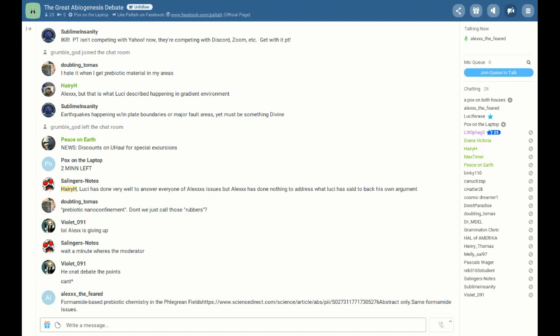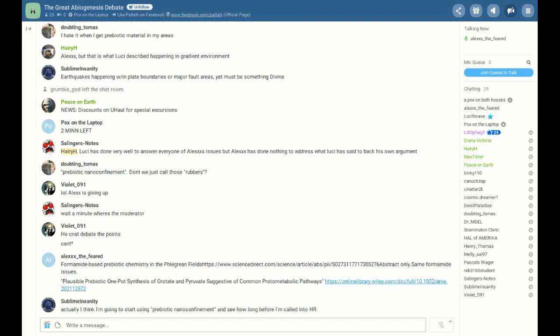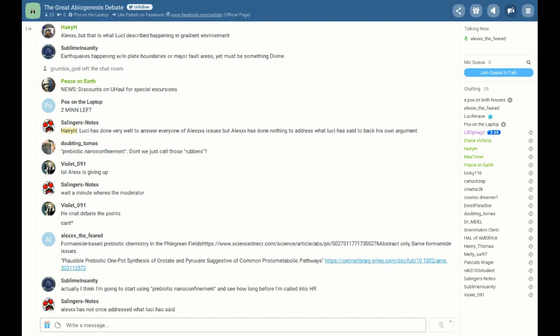That's not it. What's wrong with my cut and paste, man? Hold on a second. Cut. That one. This might even be your favorite one. Plausible prebiotic one-pot synthesis of orotate and pyruvate suggestive of common proto-metabolic pathways.